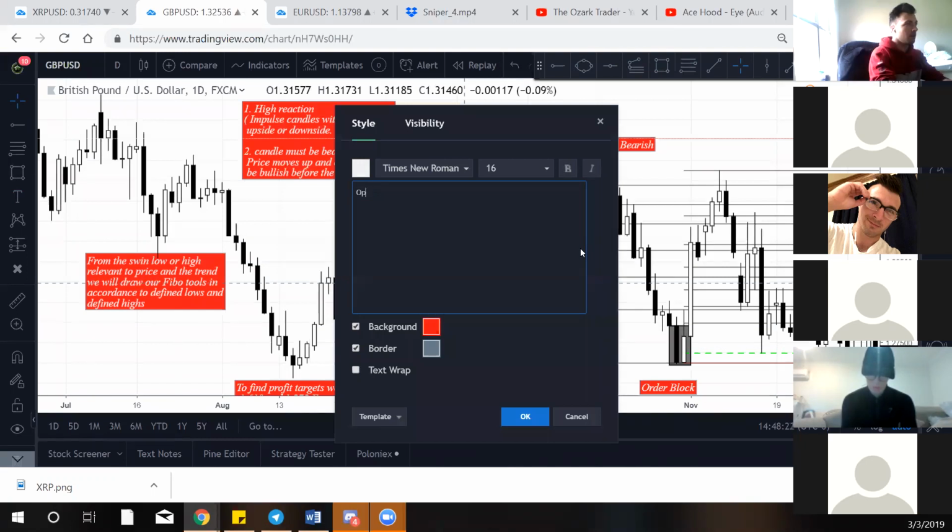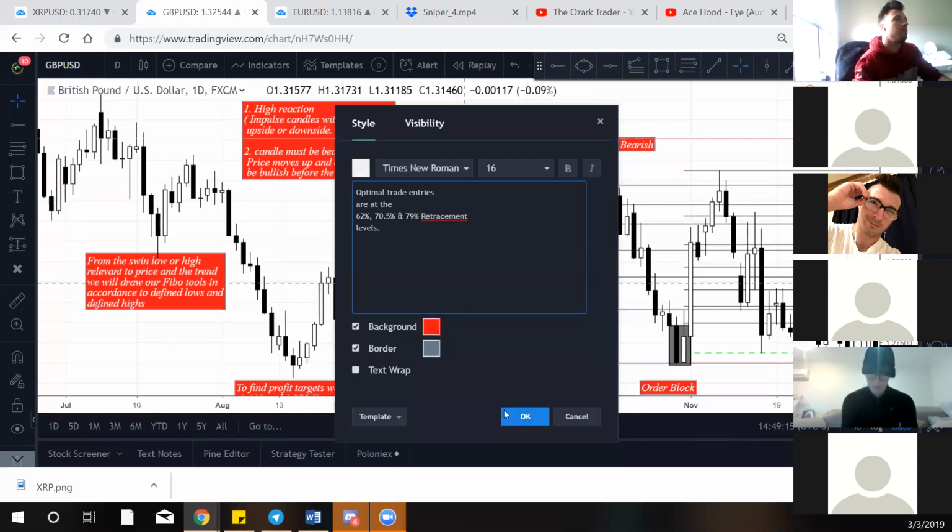Okay. Optimal trade entries are at the, put it down here, 62%, 70.5%, and 79% retracement levels.